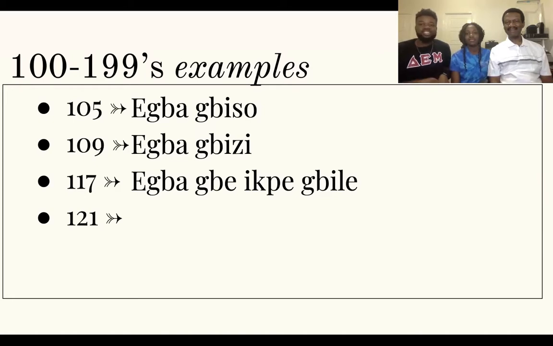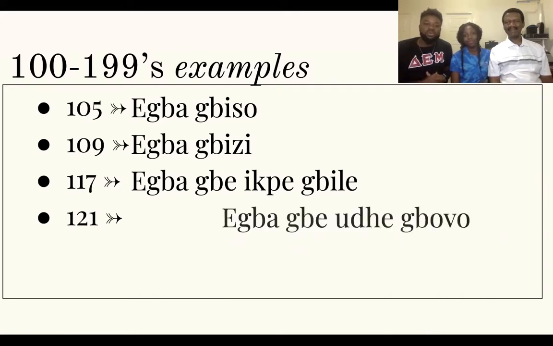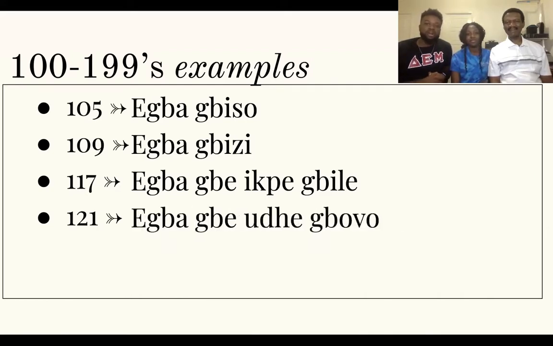All right, so hopefully you had a chance to pause the video, and we're going to go through it right now. 121 is Egba Be Udik Bovo. Let's go through these one more time. 105 is Egba Biso. 109 is Egba Bizi. 117 is Egba Bile. 121 is Egba Udik Bovo.